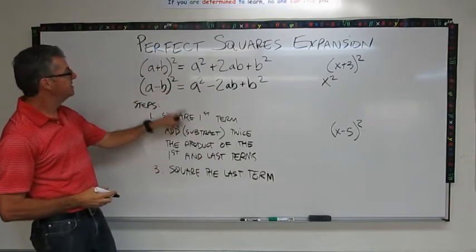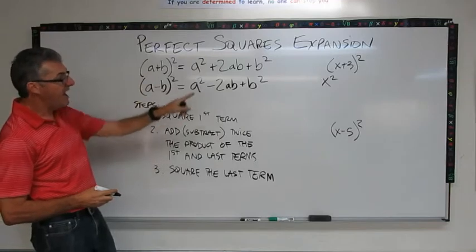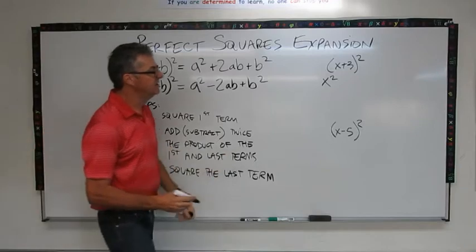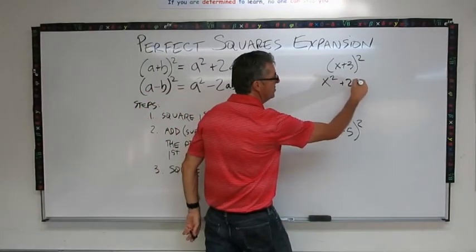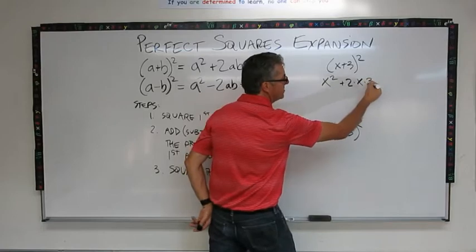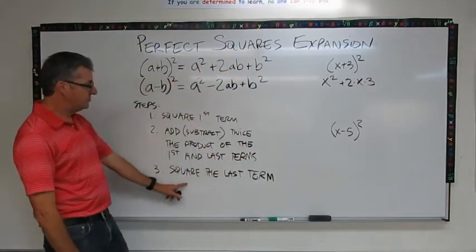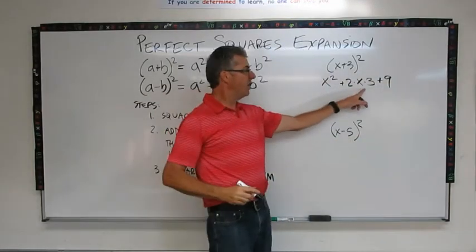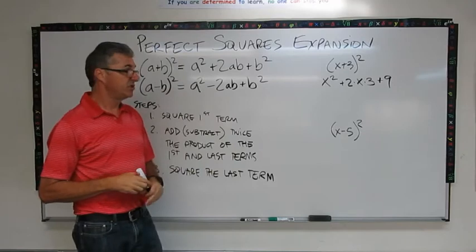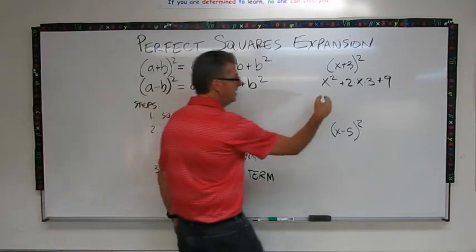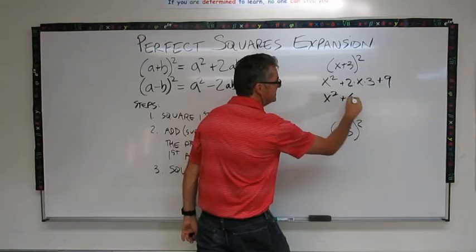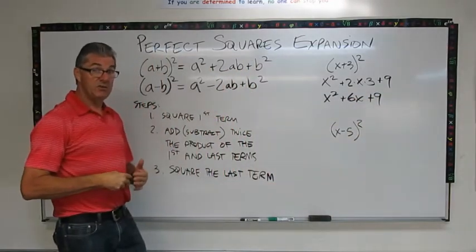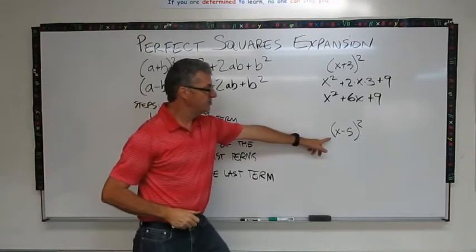Add or subtract depending on what that term is. So we're going to add with that one. Add twice the product of the first and the second terms. So it's going to be plus 2 times the product of the first and the second terms. And then the last step is square the last term. 3 squared is 9. Now I wrote this all out. Chances are when you get good at this, you'll skip this middle step and go straight to x squared plus 6x plus 9. Okay? So now what I'd like you to do is pause the video and give this one a try.